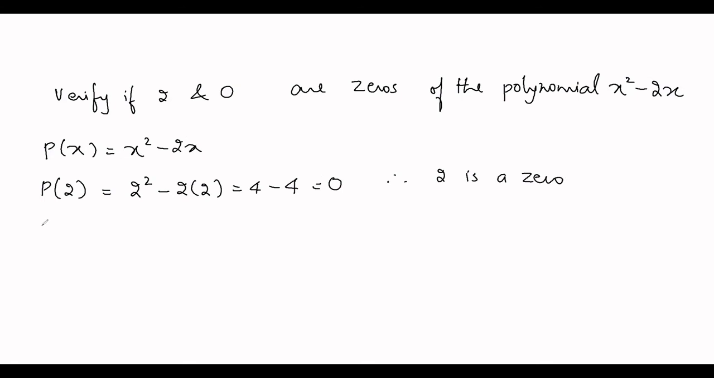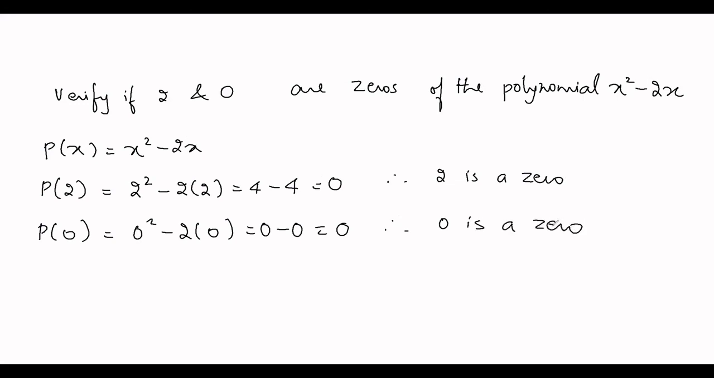Next, I'll put x is equal to 0, which is 0 squared minus 2 times 0, which is 0 minus 0, which is 0. Therefore, 0 is a zero. Okay, so now let us list our observations so far.